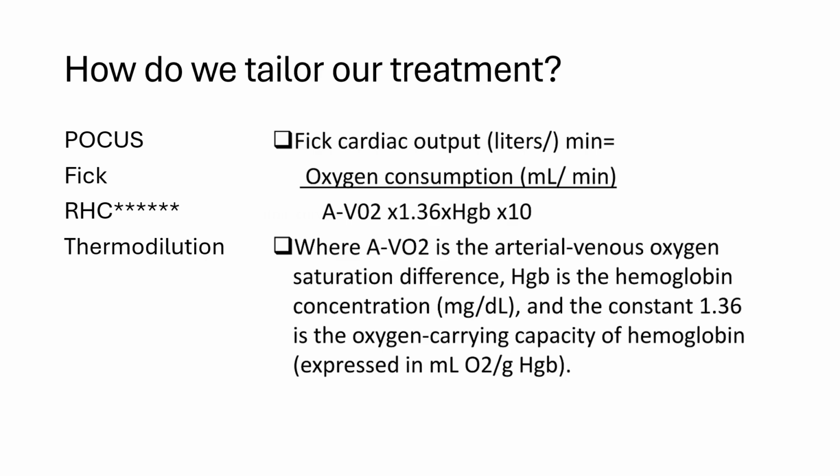So what it is, you just look at the oxygen consumption between the arterial and venous components, right? And then you're going to multiply that by just a regular old constant or a coefficient of 1.36. That's the oxygen carrying capacity of hemoglobin. And then you multiply the hemoglobin by 10. And that's going to give you your Fick cardiac output. If you need help, just look it up on MD Calc, okay?